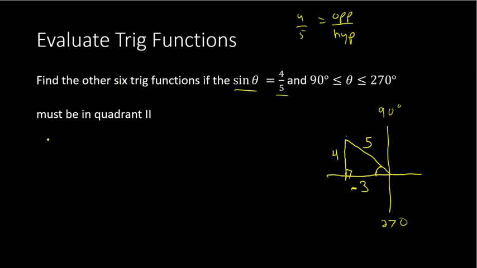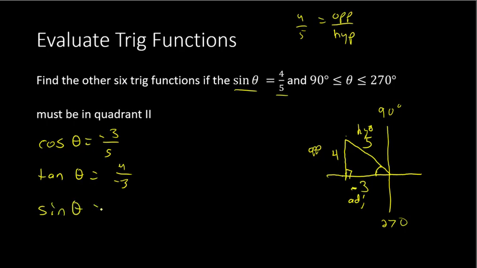But either way, we have sine already. Cosine of that angle would be adjacent over hypotenuse. So this is opposite, hypotenuse, this would be adjacent. So adjacent over hypotenuse would be negative 3/5. And then the tangent of theta is equal to opposite over adjacent, which would be 4/-3. And the sine was already given to us as 4/5.